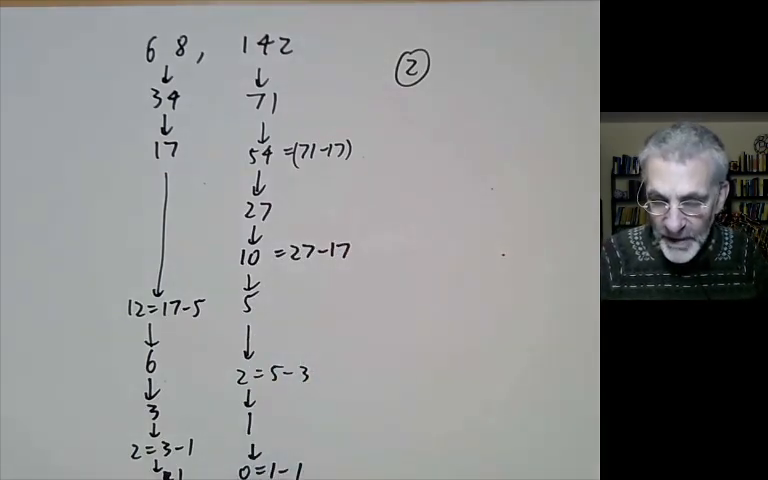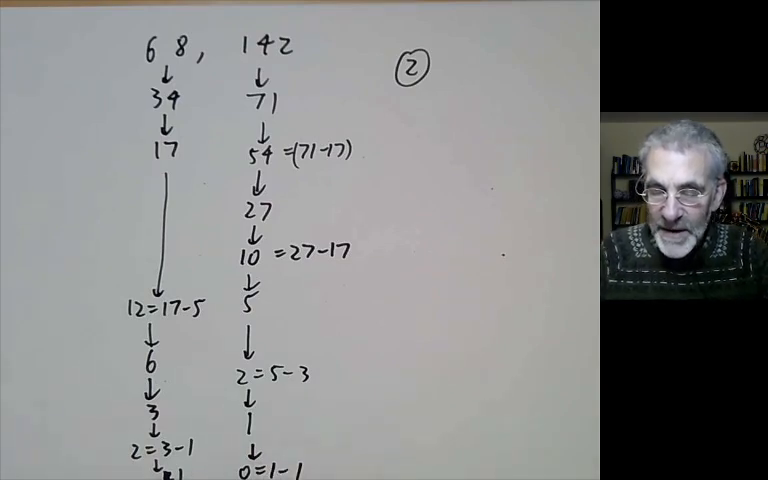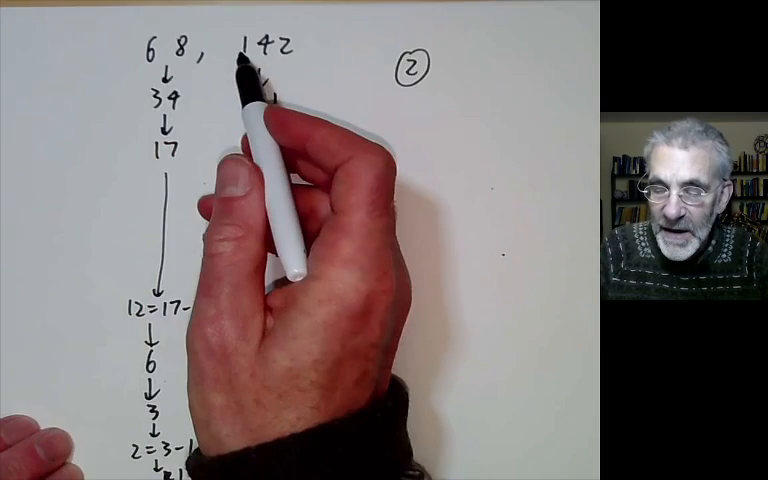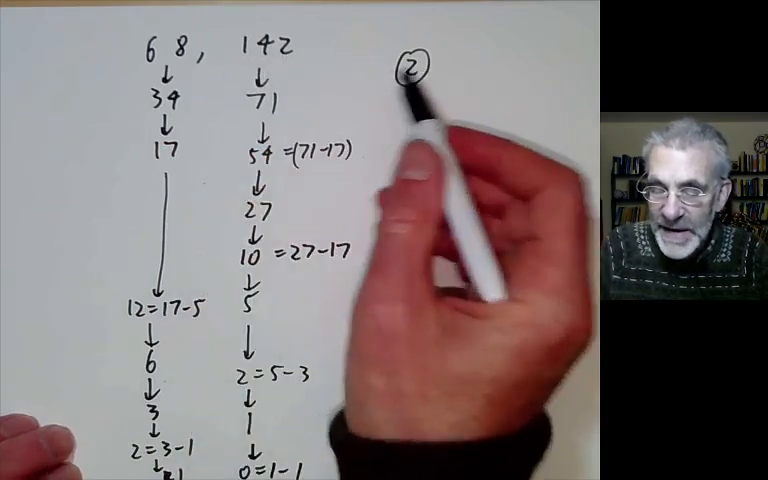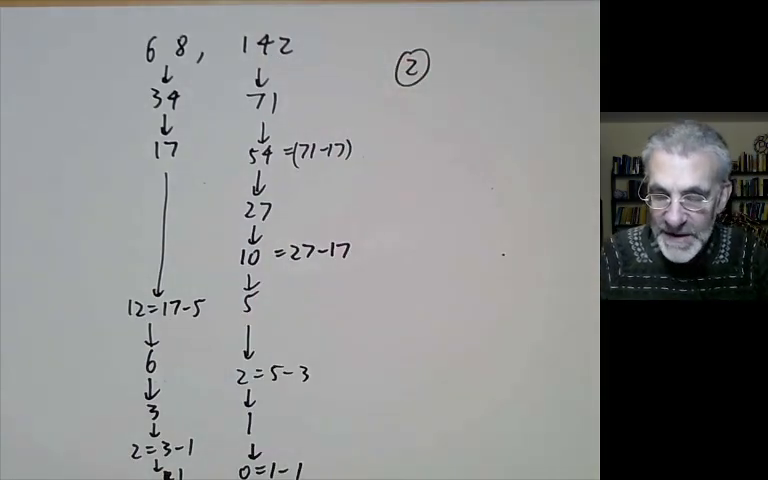And now, if you wanted, we could work backwards and solve 68x plus 142y is equal to 2 just by starting here and working up, just as we did for Euclid's algorithm.